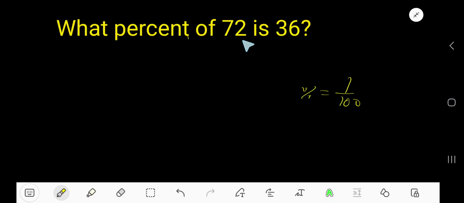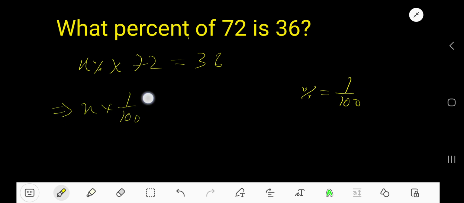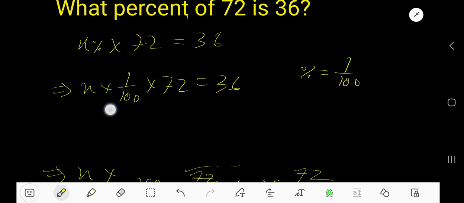What percent of 72 is 36? Let me translate. What means, let's say, x percent. Then "of" means multiplication sign, 72. "Is" means equal sign, then 36. Now percent means 1/100, so x times 1/100 times 72 equals 36.